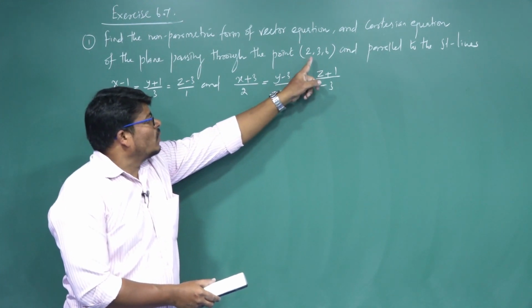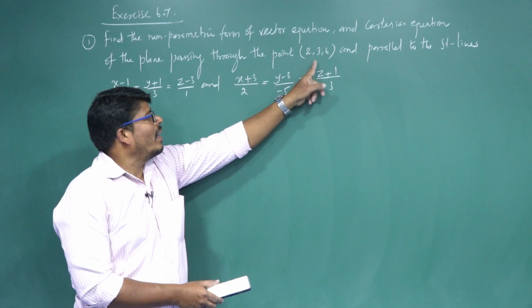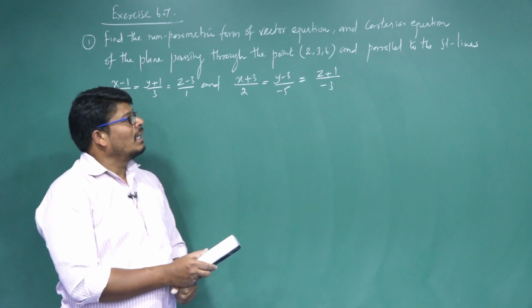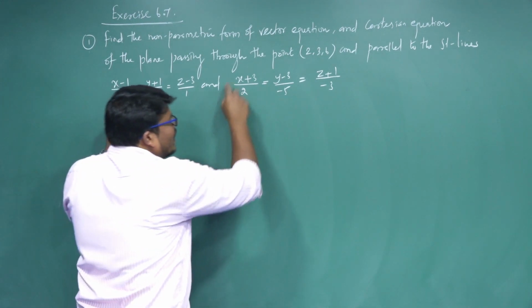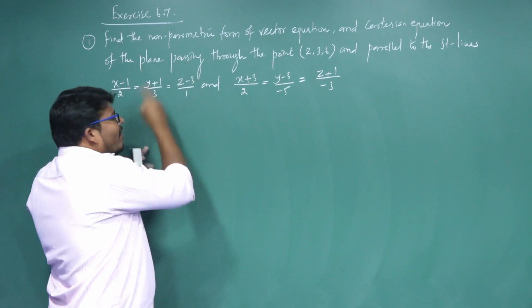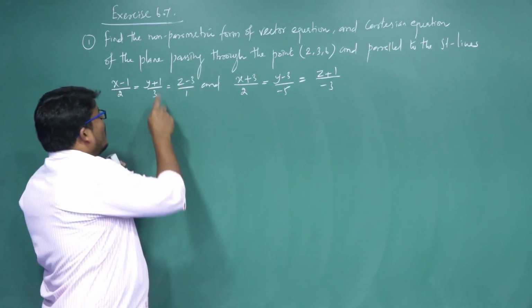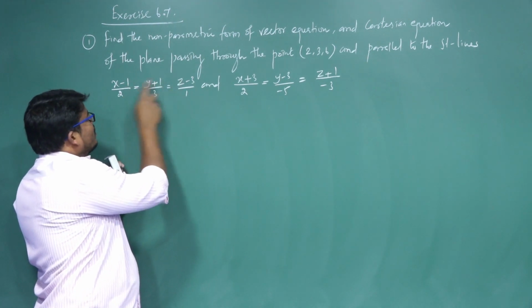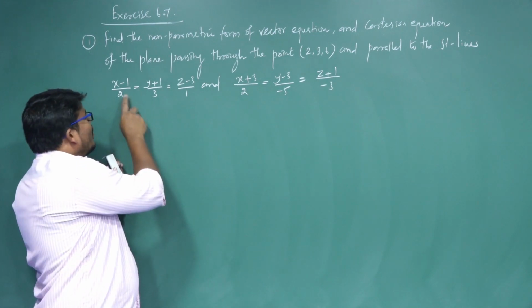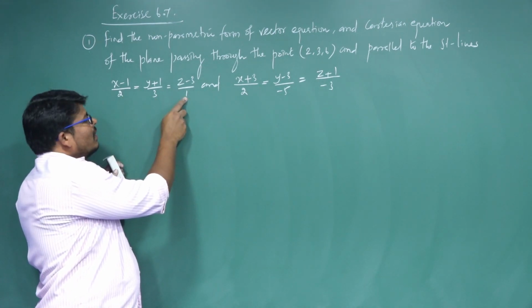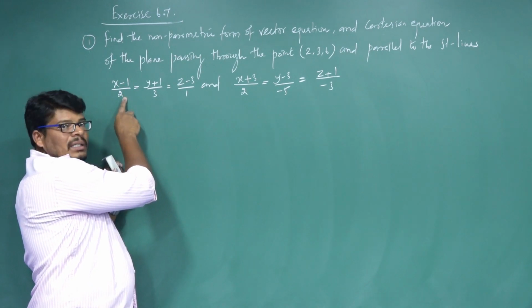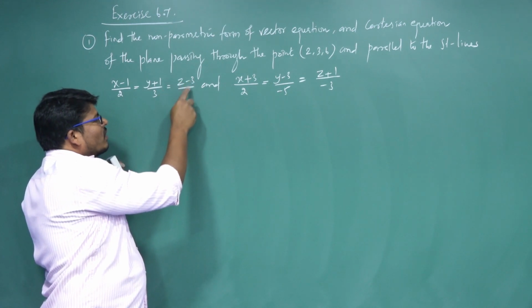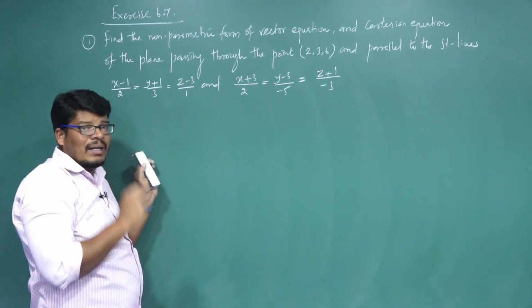The plane is passing through a given point, which is (2, 3, 6), and parallel to the straight lines. We want the parallel only. You already know the Cartesian form of a line: the numerator is a point and the denominator is the parallel. The formula is (x minus x1)/b1, (y minus y1)/b2, (z minus z1)/b3, where b1, b2, b3 is the parallel.